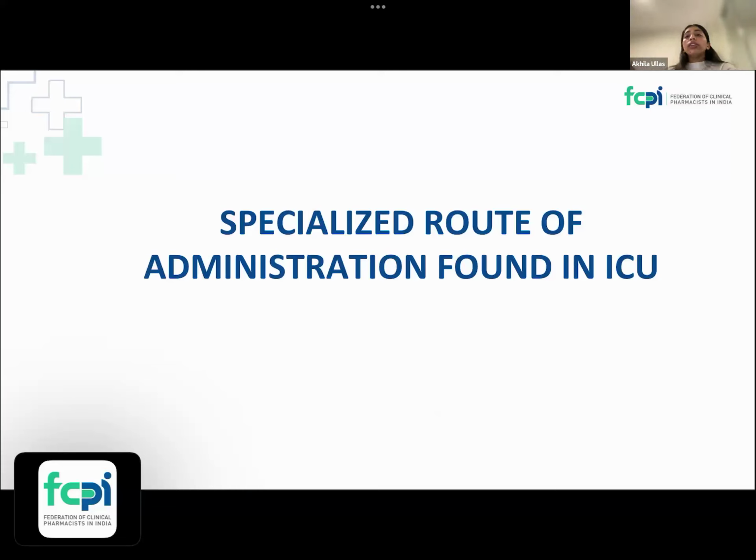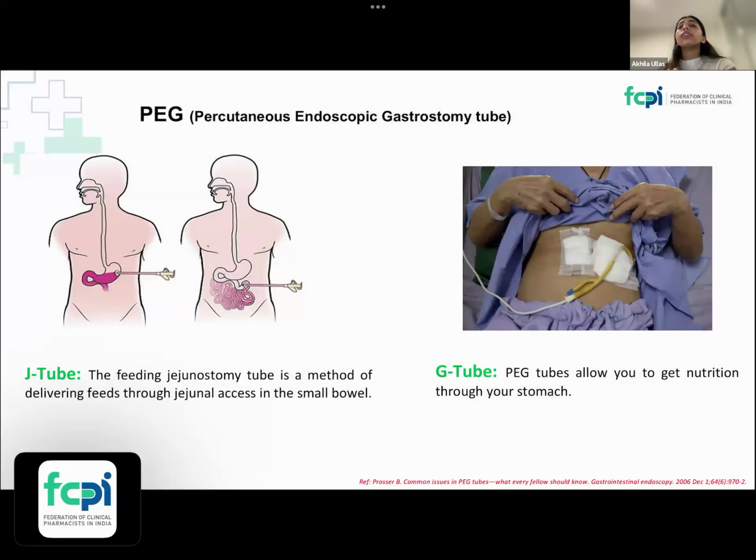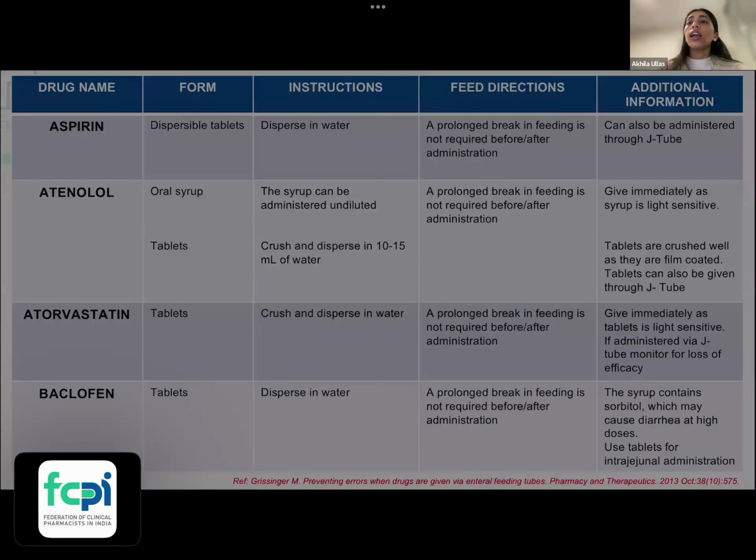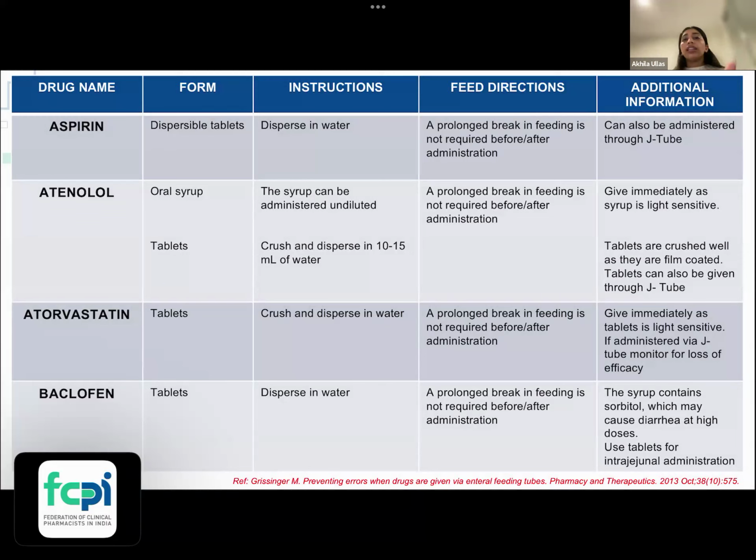And now we are going to discuss the specialized routes of administration found in critical care. See, PEG is the percutaneous endoscopic gastrostomy tube. There are two types of endoscopic gastrostomy tube: one is the G tube and one is the J tube. J tube means jejunostomy tube. In this, the tube is fixed on the jejunal access in the small bowel, and for the G tube, the access will be in the stomach. And these are some of the examples.